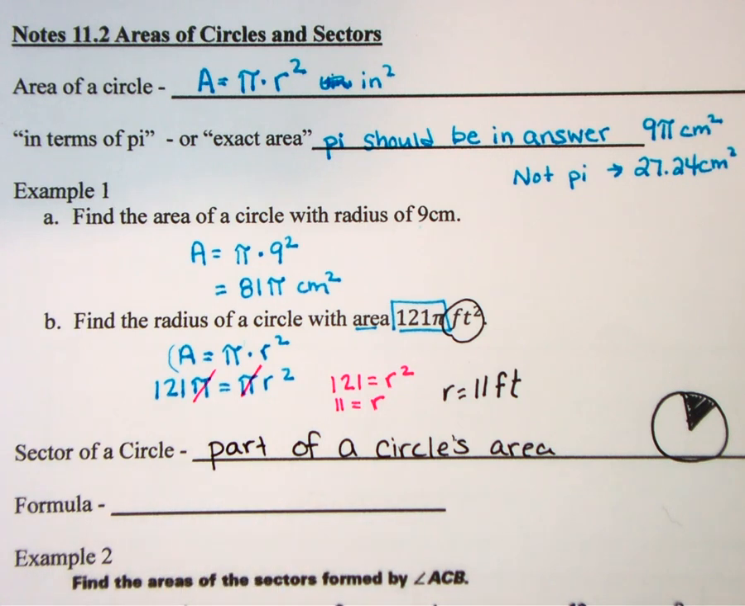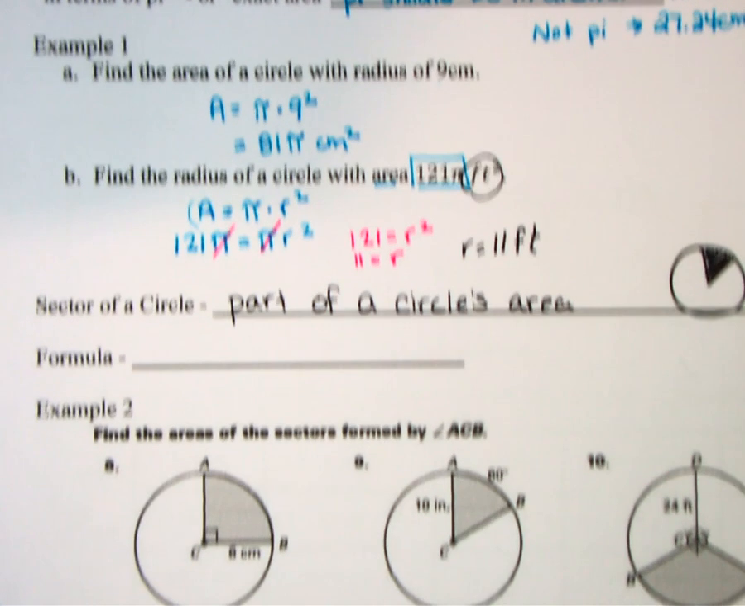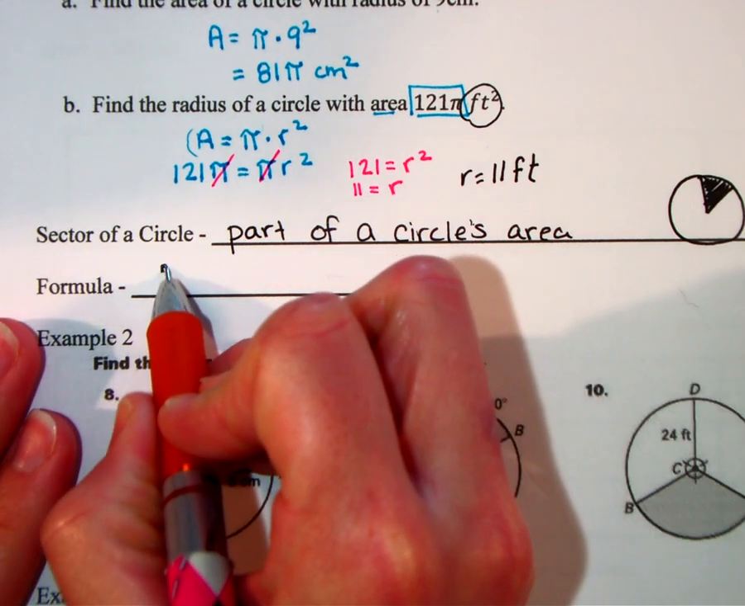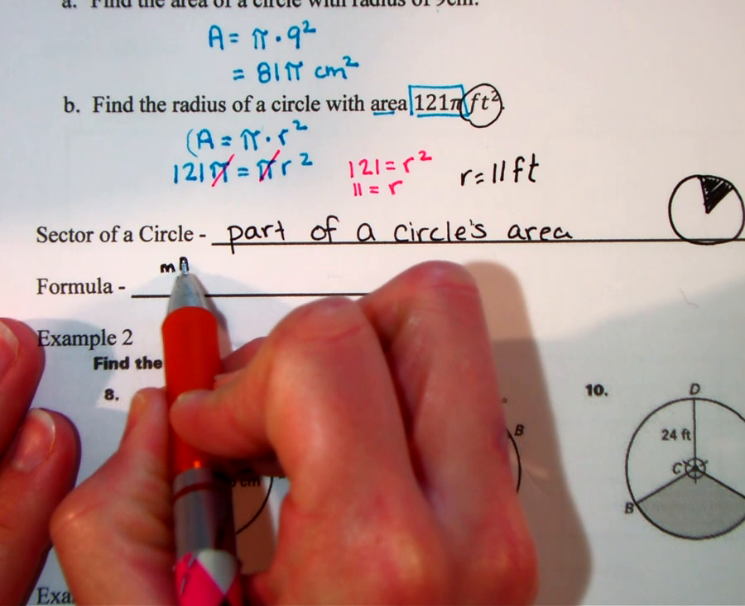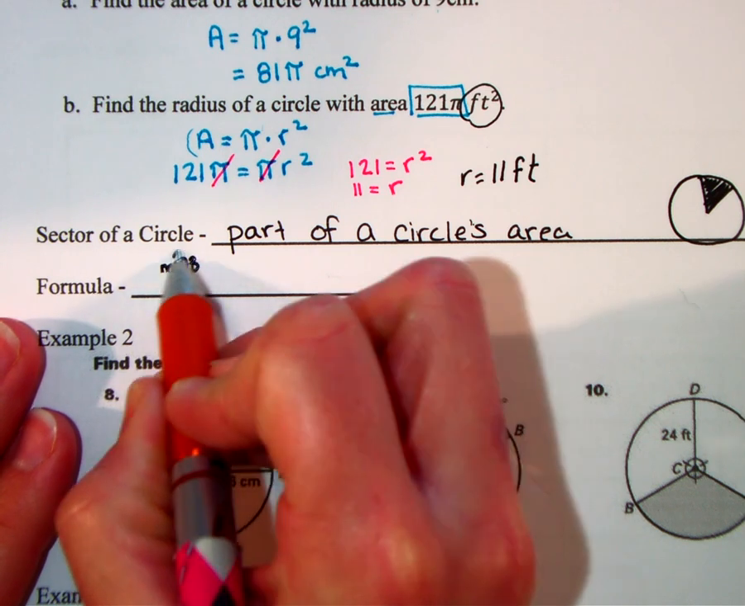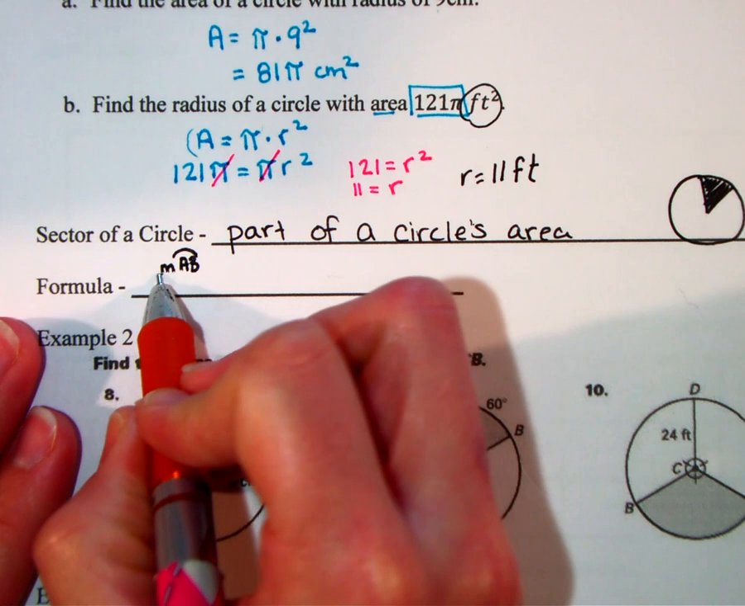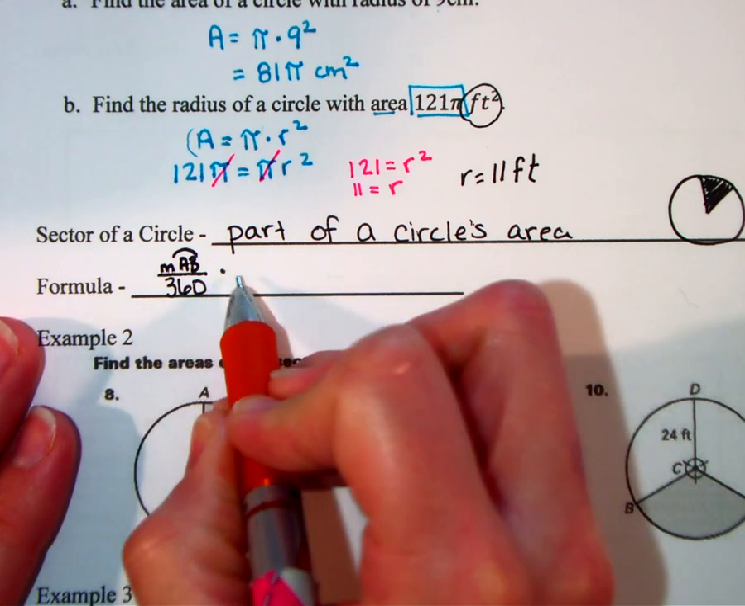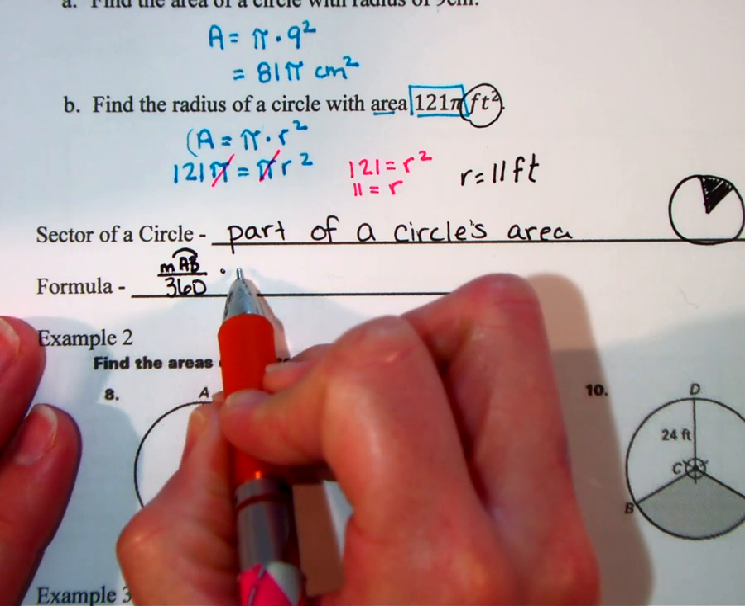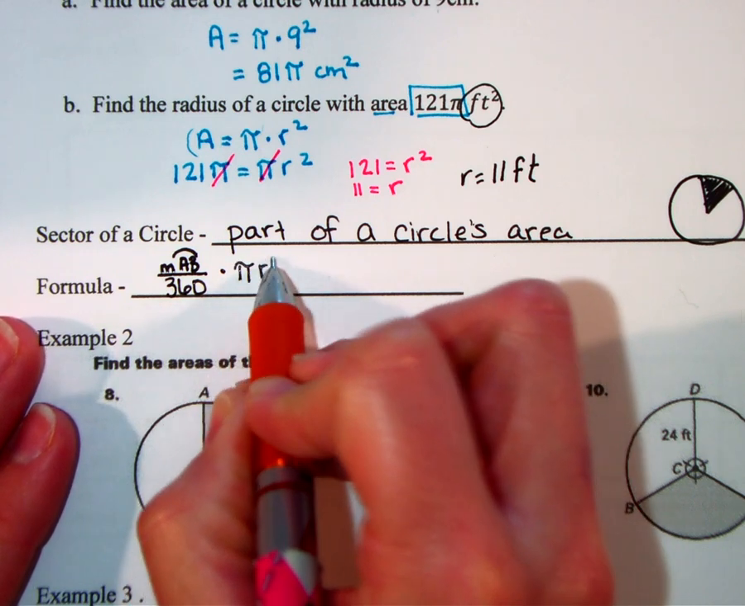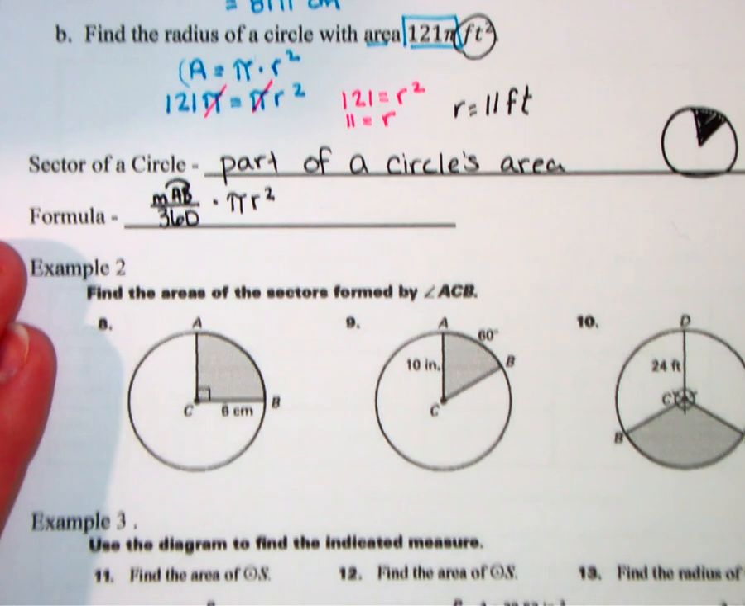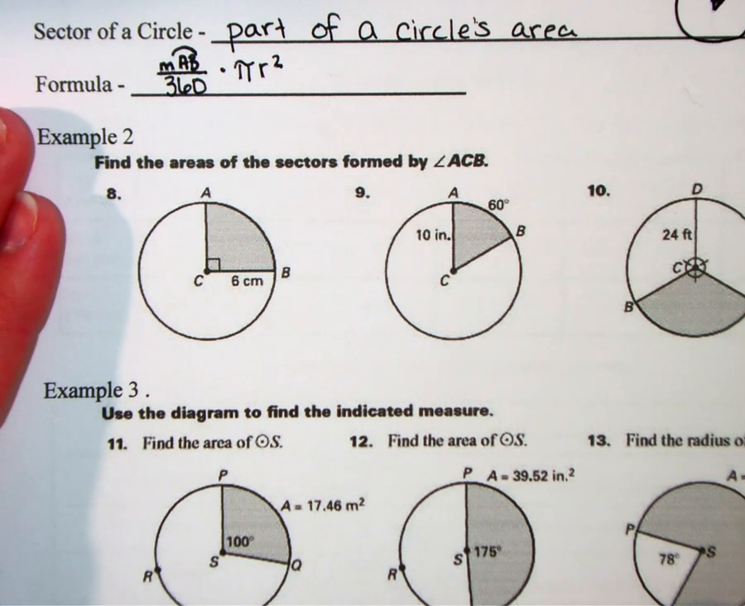So in the formula, you're going to see the part, and it's very similar to the formula we saw yesterday when we were doing arc length. Okay, so it's going to be the measure. Hopefully you remember this from the previous section. The measure of the arc, so that's a degree measure, divided by the total 360 degrees, and then we multiply it not times 2 pi r today, but times pi r squared because we're dealing with area. And there's your formula. So you can kind of see how it's very similar to what we were doing in the previous section. Okay, so let's try some examples with that formula.